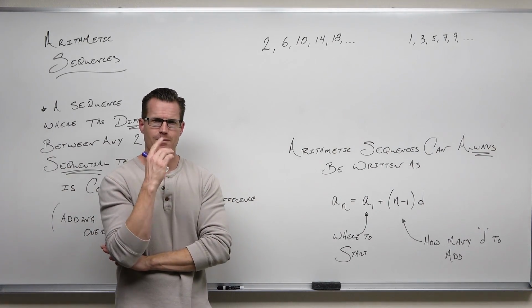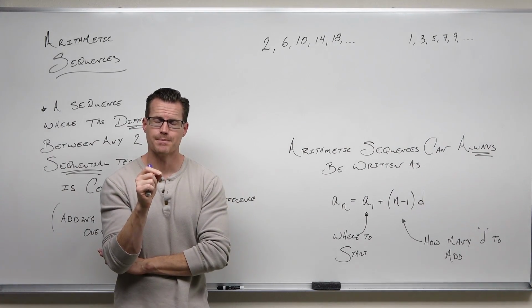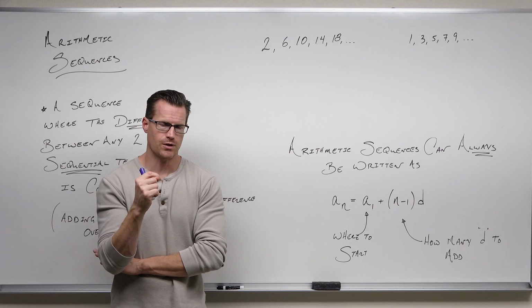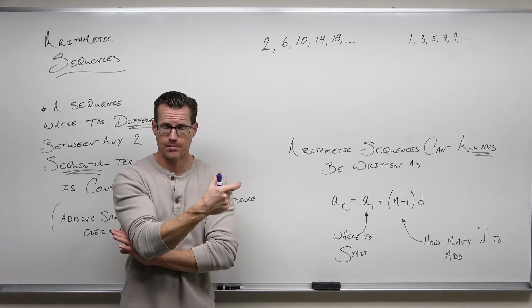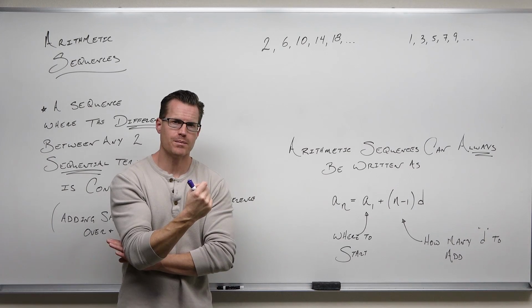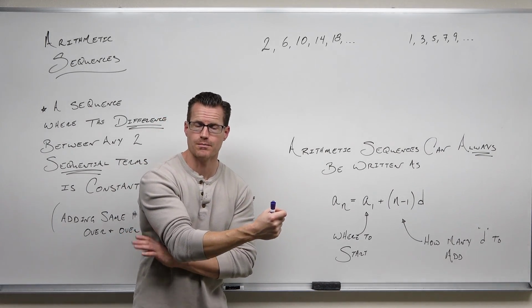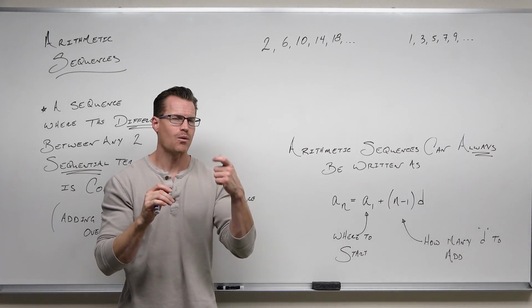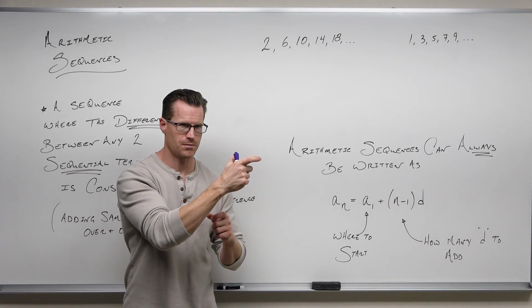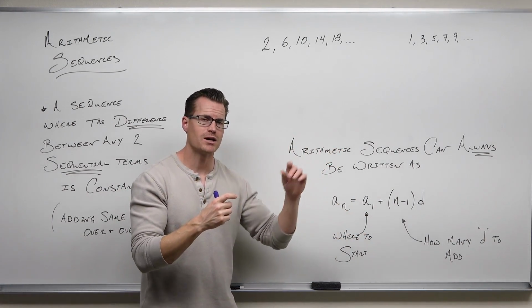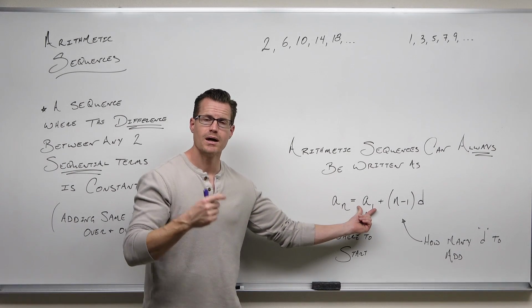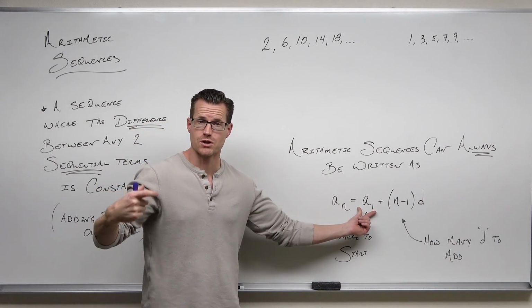Now, why n minus 1 times d? If d is the common difference, d is what you're adding to get from term to term, well, what do I want to be able to do to get to my 100th term? Now, get this. If I want to get to my 100th term, and I know I start at, let's say, 2, 2 burns up one of the terms.